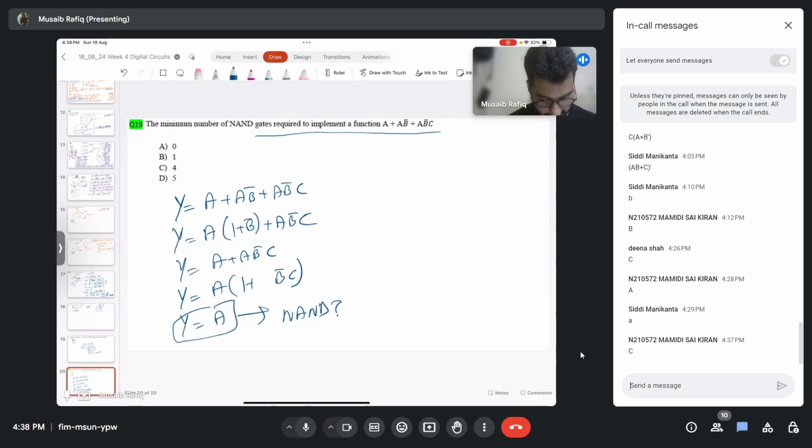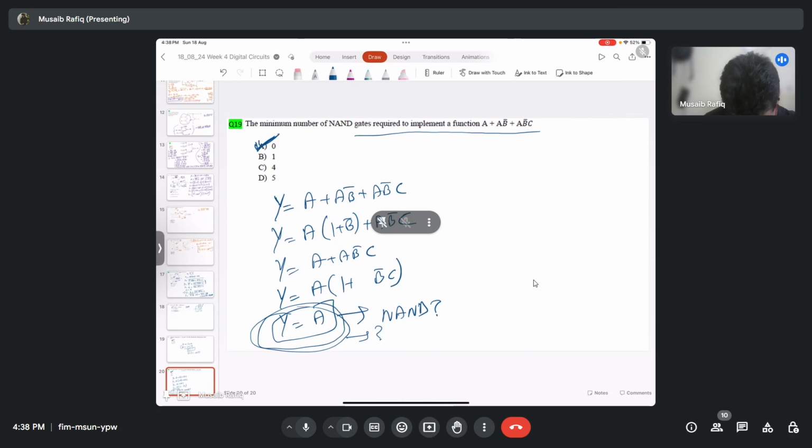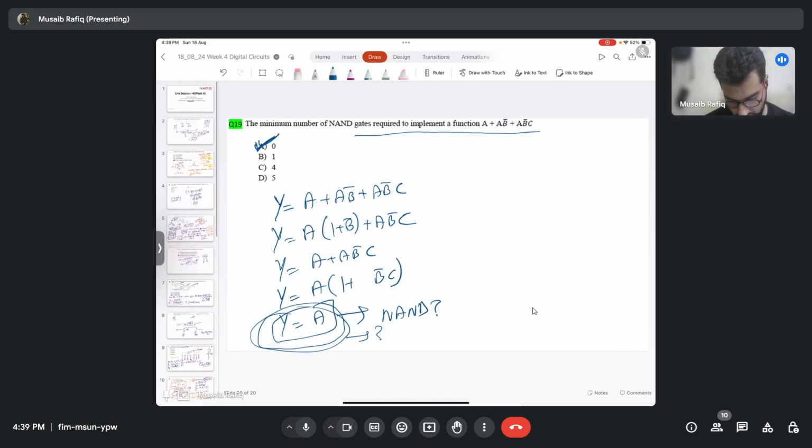Now tell me how many NAND gates are required to implement this. Yes, 0. So option A is the correct answer. I guess that was all for today's live session. We'll meet next week from 3 p.m., where we'll be discussing problems related to combinational circuits like decoders, multiplexers, and other stuff. Thank you guys for joining.